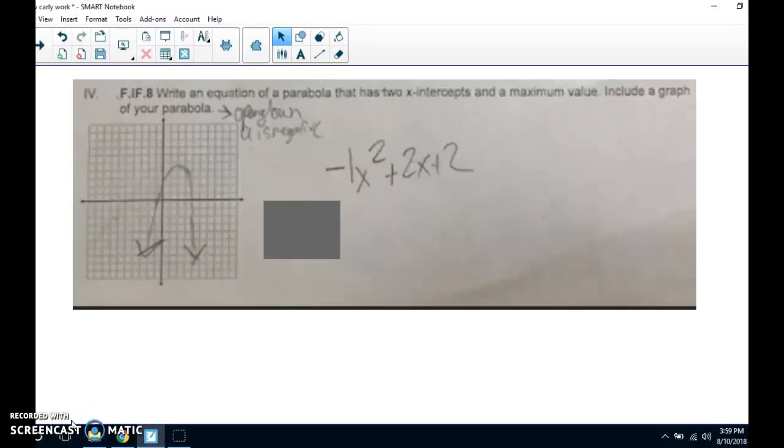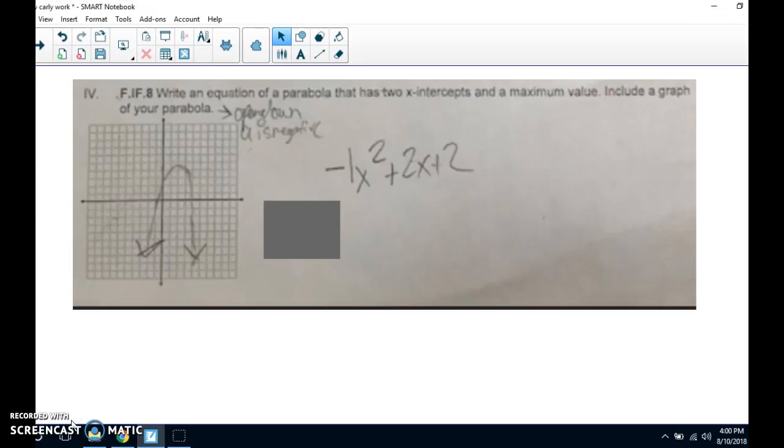Write the equation of a parabola that has two x-intercepts and a maximum value. Include a graph of your parabola. Okay. So a parabola is the curvy thingy. Yeah. Do you remember the different forms that a parabola could be graphed in?